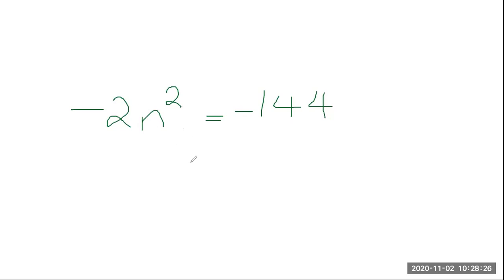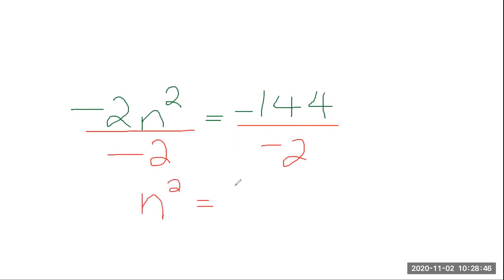Multiplicative inverse, that's correct. Which means, yes, that is right. So I divide both sides by -2, right? So then n squared is equal to 72. Yeah. And keep in mind, it's positive because a negative divided by a negative is positive.